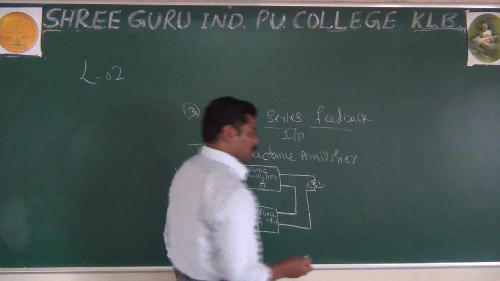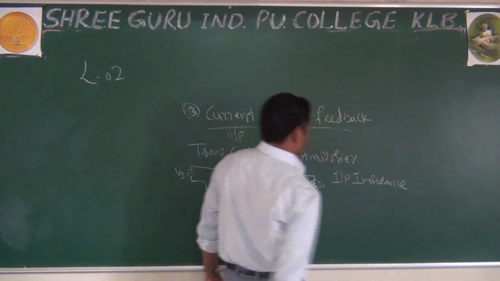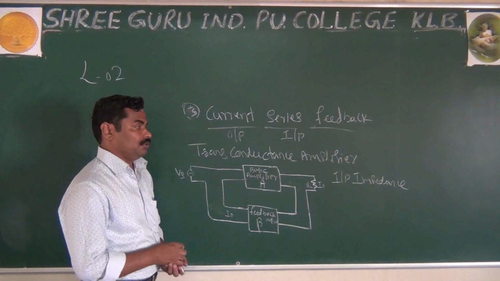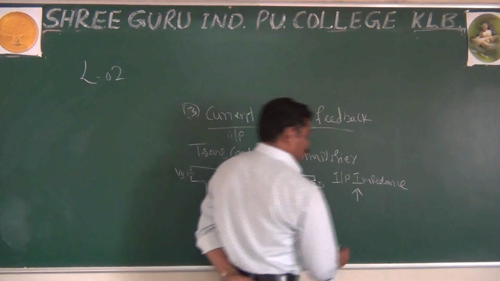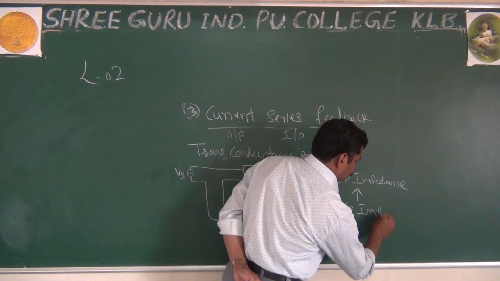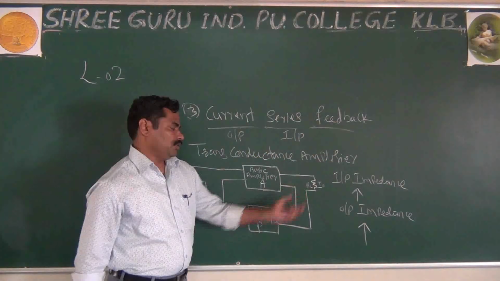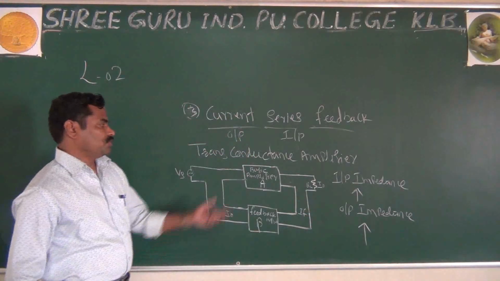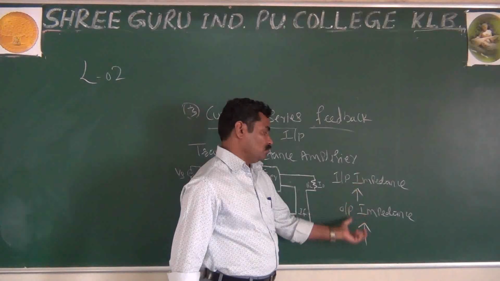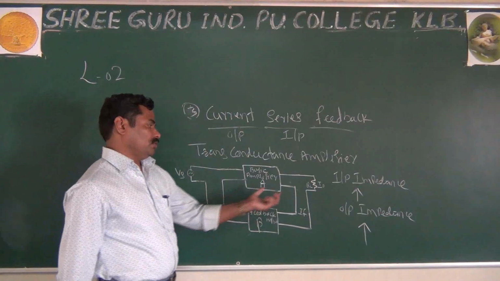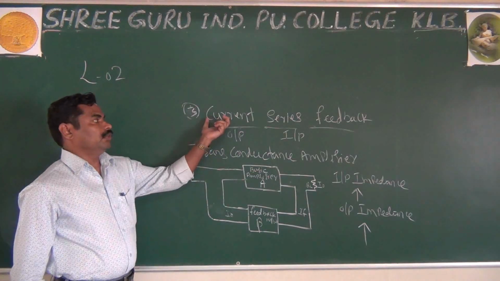And finally, the input impedance. What happens? You are connecting in series. If you connect in series, the input impedance increases, because as we know, if you connect resistances in series, the resistance increases. Also the output impedance increases, because in the output also we are connecting in series. That's why it is called a transconductance amplifier. The important property of current series feedback is that the input impedance increases and the output impedance also increases. This is the third important topology, the third type of negative feedback, that is current series feedback.